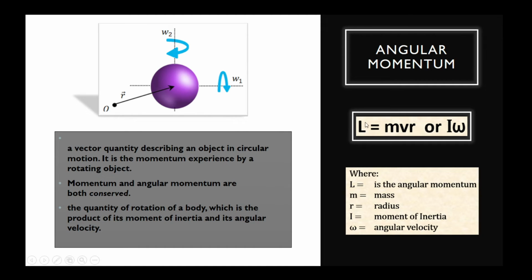Now, its formula is L equals m times v times r, or the moment of inertia times the angular velocity.